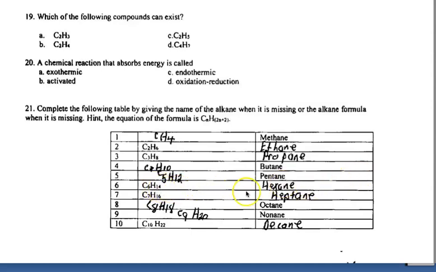So to continue, C sub 5 H sub 12 for pentane, C sub 6 H sub 14 for hexane, and the next one is heptane, C7 H16, octane for your half here. That's all.